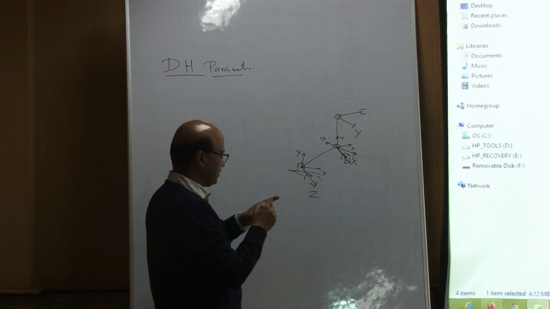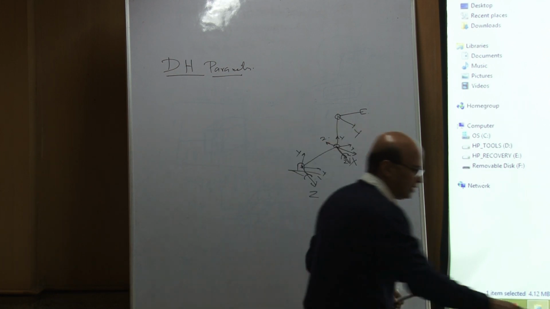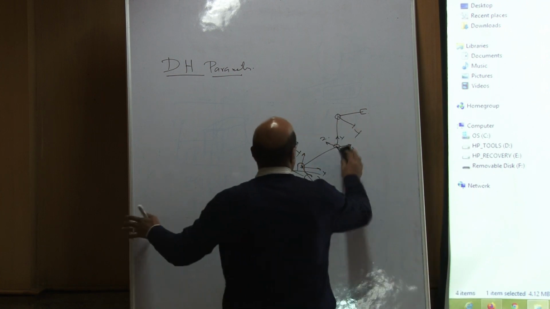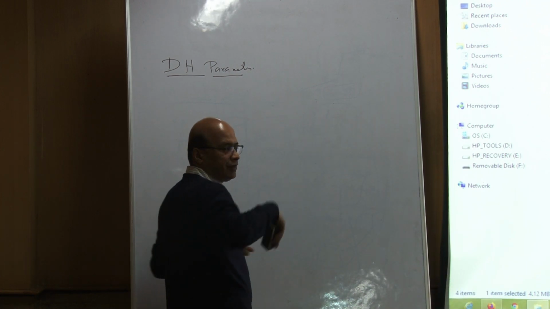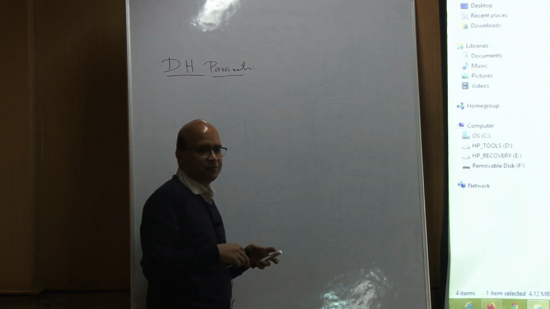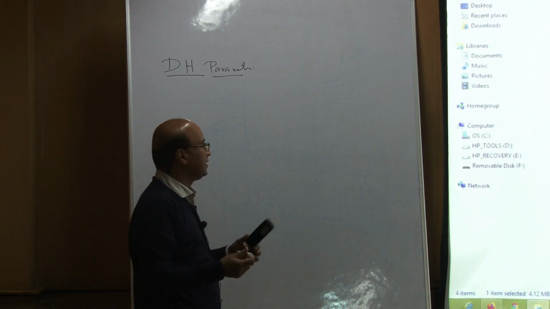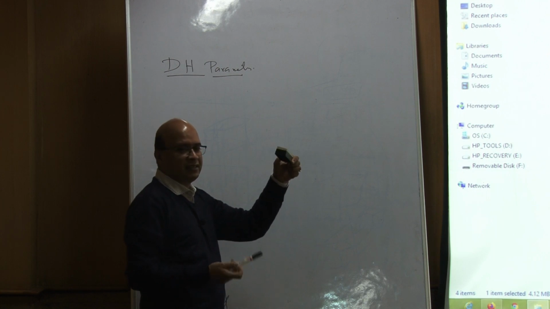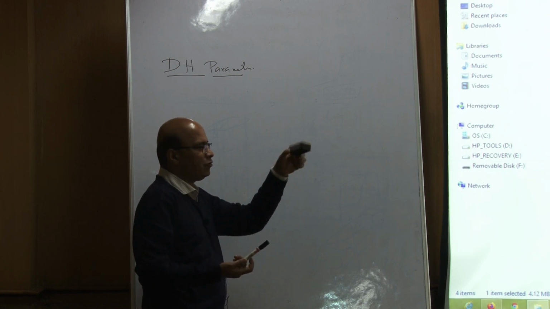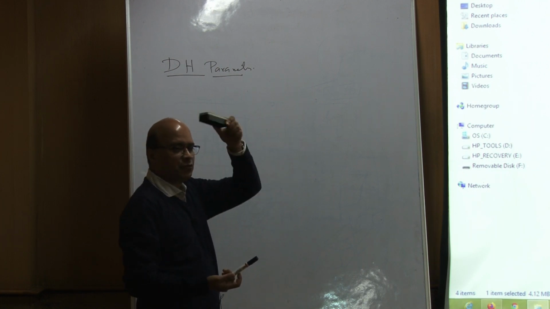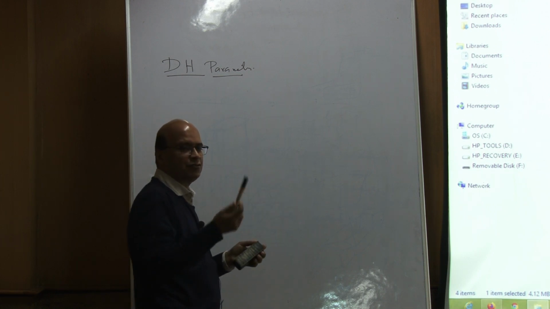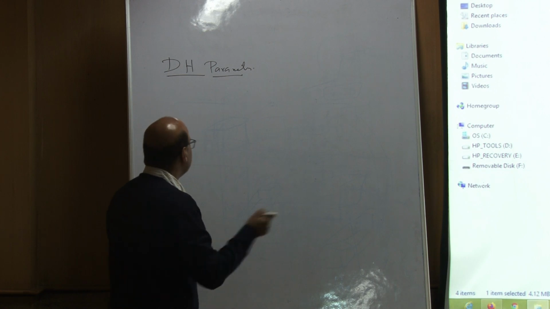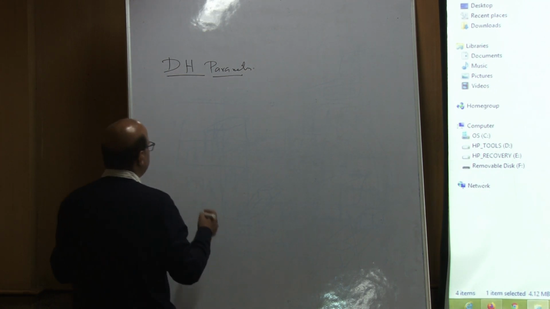So DH parameters essentially say that if you systematically assign your axis, then the number of transformations required to go from any frame to any other frame is not 6, but 4 at most. Why 6? The 6 comes from the rigid body having 6 degrees of freedom. So to go from any orientation and position to any other, you should need 6. But if you do it systematically, you need only 4. So how do they assign the DH parameters?